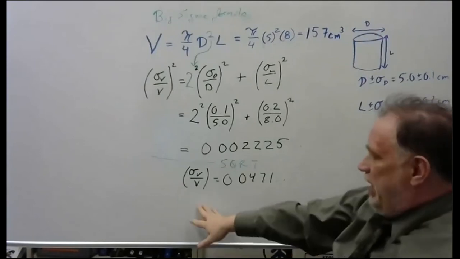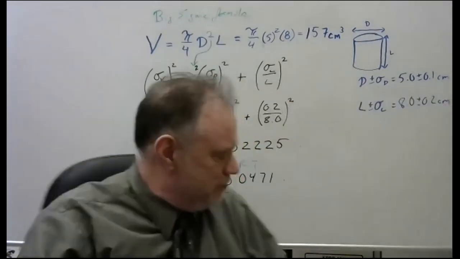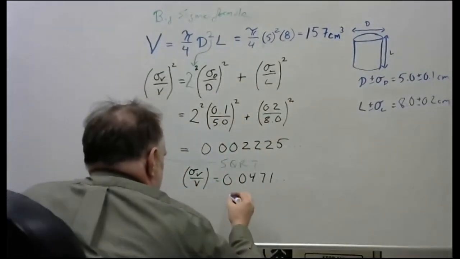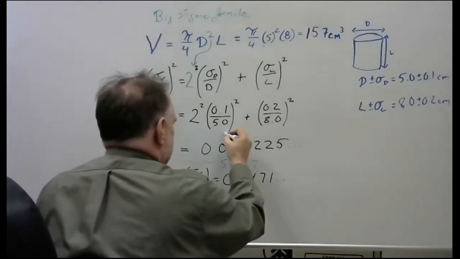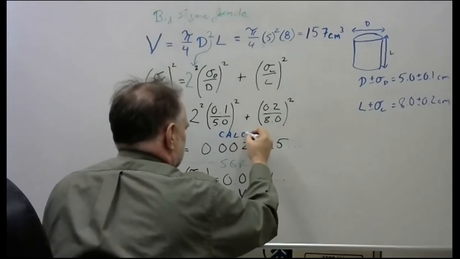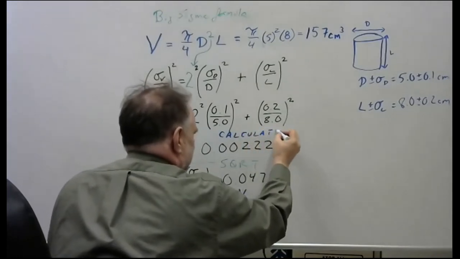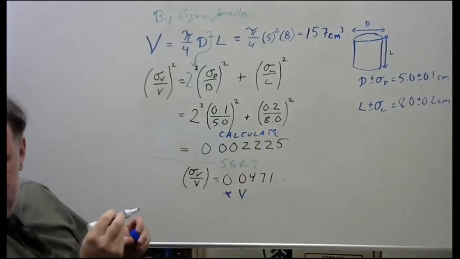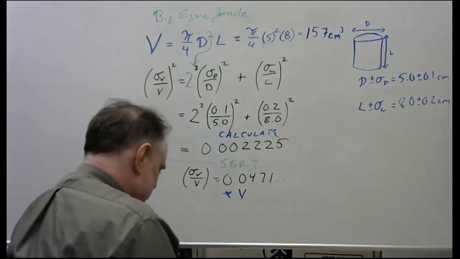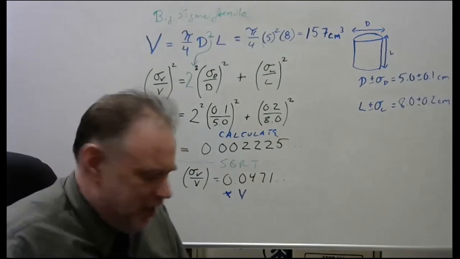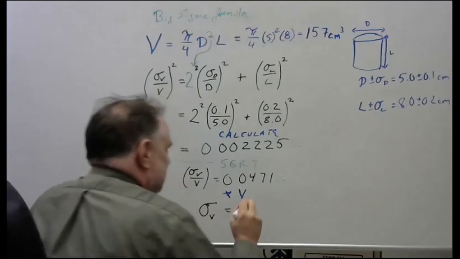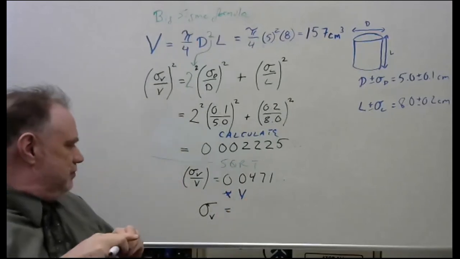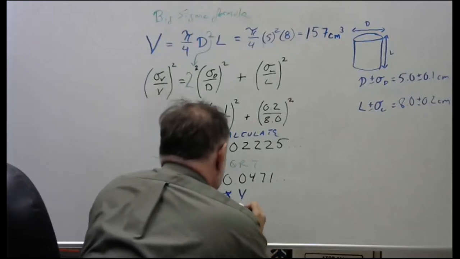So now to find sigma v, we're going to take this and multiply by v. So remember, the rule is calculate, square root, and then multiply by v. So now this sigma v here would be equal to what? 7.409. Okay.